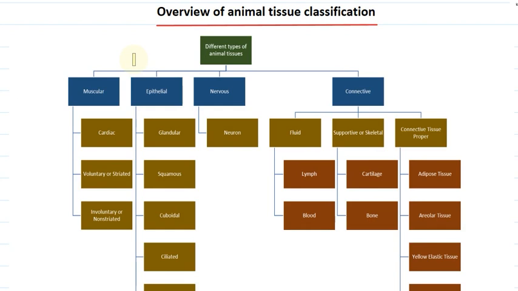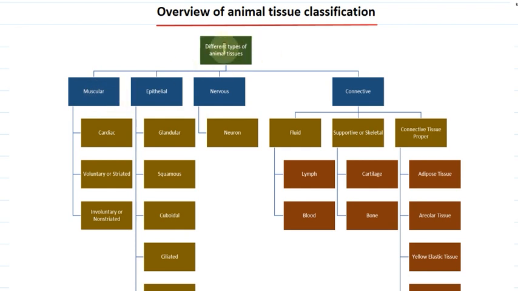The topic for today's video is overview of animal tissue classification. So today we will be looking at the overview of classification of animal tissues. We will study about different types of animal tissues and their classification, but this will just be an overview. In our upcoming videos we will be taking up each of the different types of tissues present in animals as separate videos. Okay, so let's now look at the overview of classification of animal tissues.